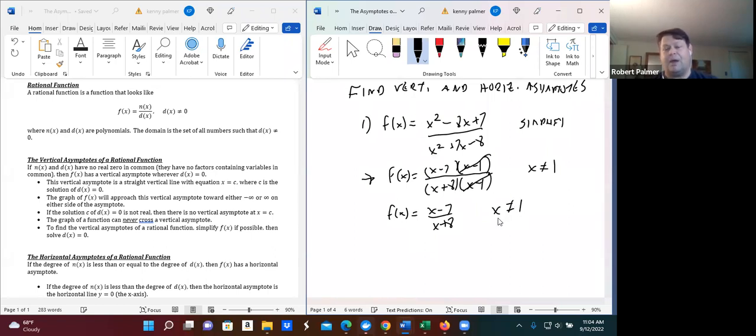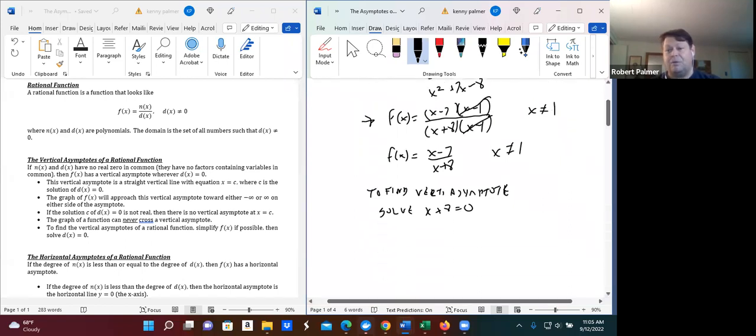Now I want to look at this and say, okay, what can make our denominator 0? To find our vertical asymptote, what I'm going to do is solve x plus 8 is equal to 0. And that's easy to solve. We just get, of course, x equals negative 8.